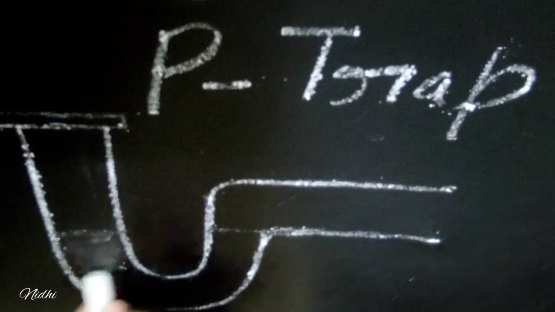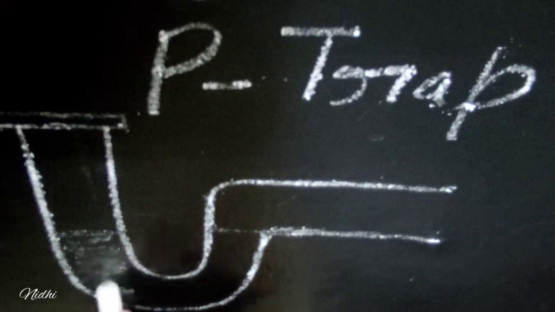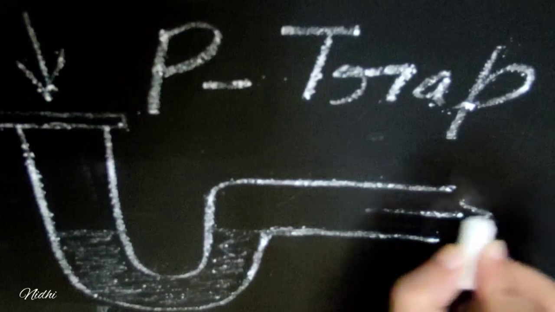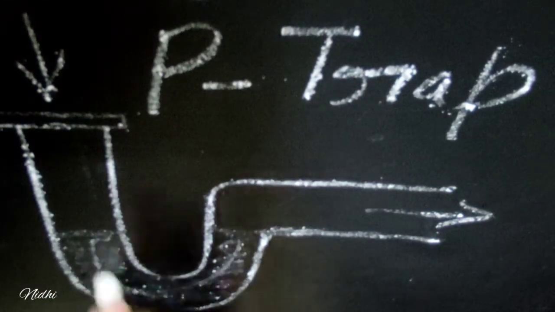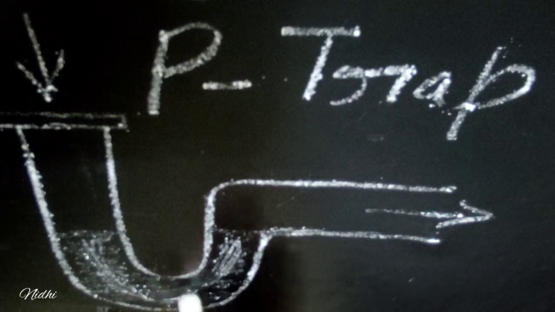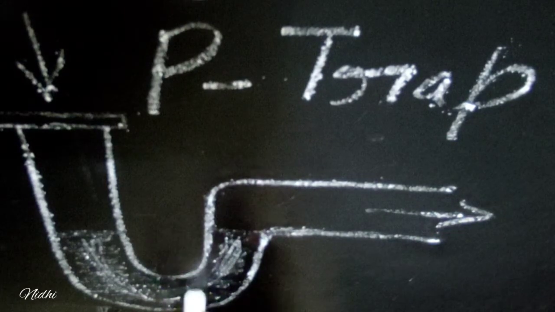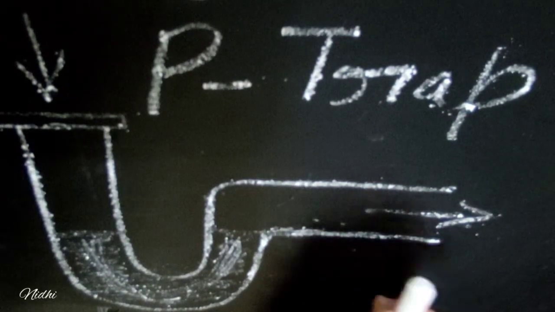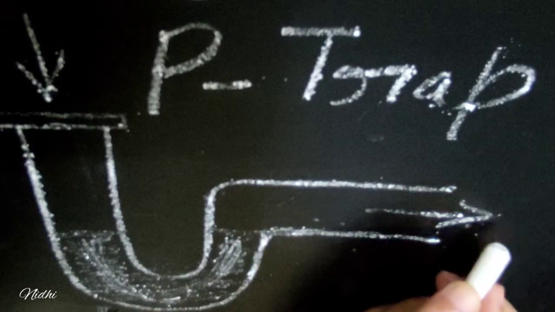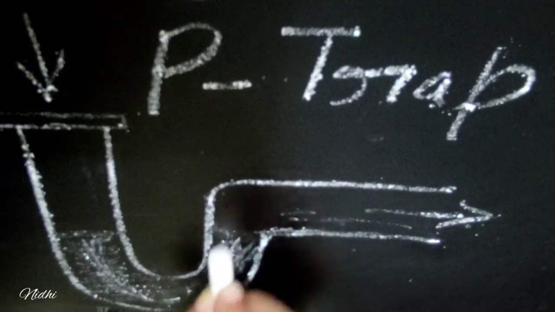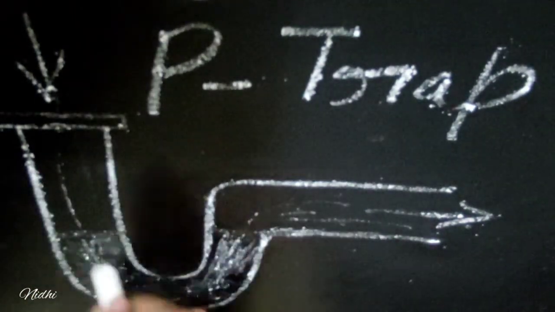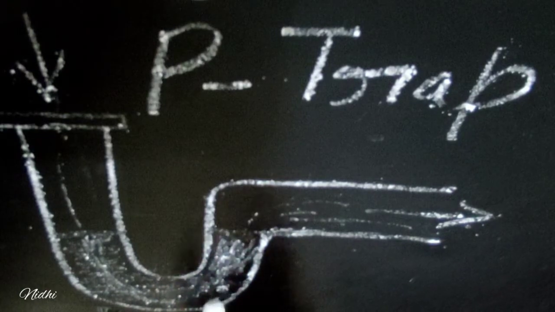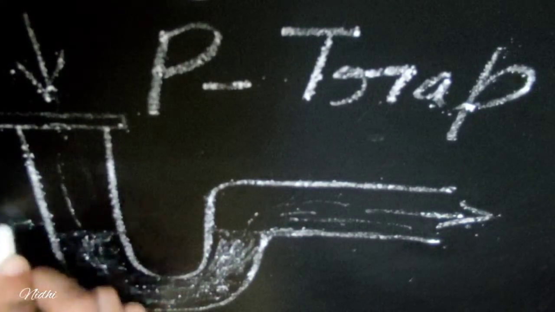So this is a P trap, and this trap just stores a small amount of water. This is the inlet and here is the outlet. The small amount of water stops the sewerage gas from rising up in the building. This side is connected to the sewerage, so whenever foul gas comes from this side, this water stops the gas so that it can't come into the building through this. That's why it's called a seal, or you can say a water seal.